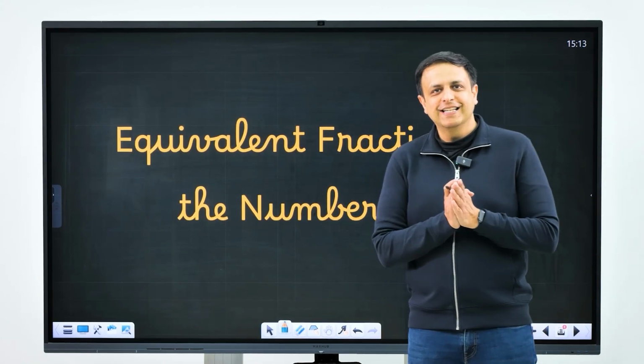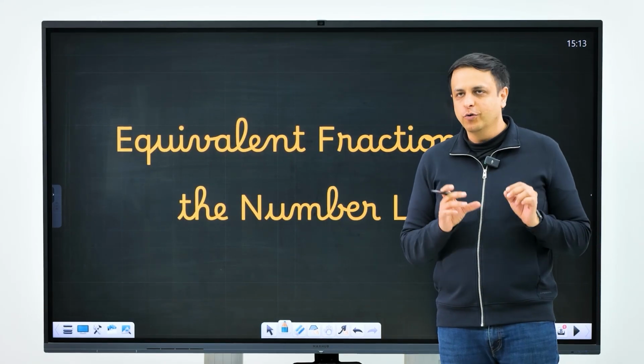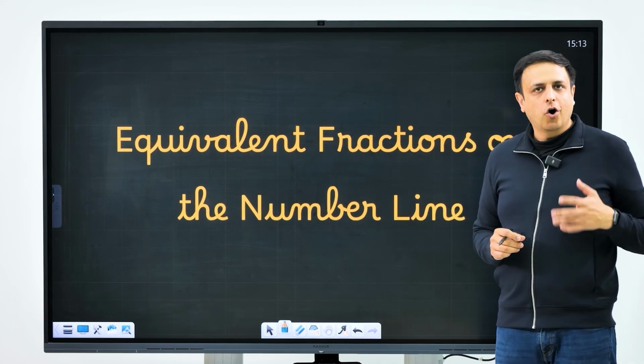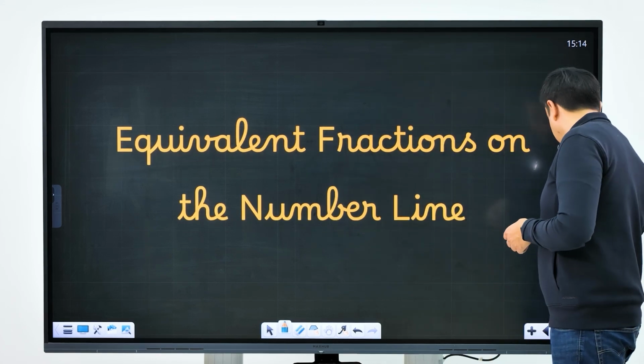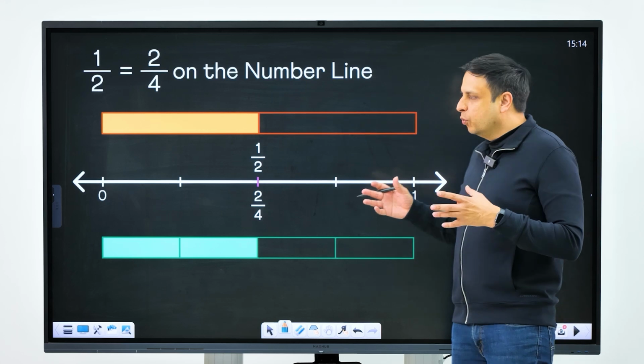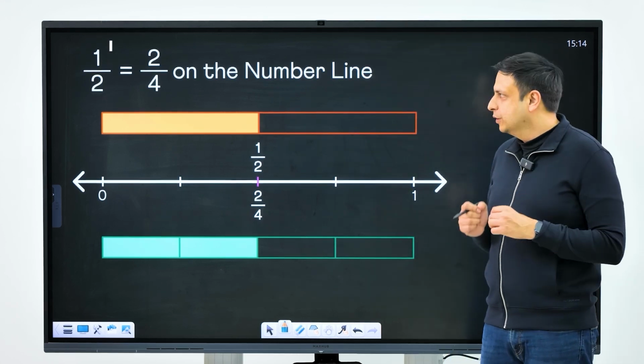Hi everybody, in this lesson I will help you understand how to represent equivalent fractions on the number line. So let's start with an example of two equivalent fractions, 1 over 2 and 2 over 4.